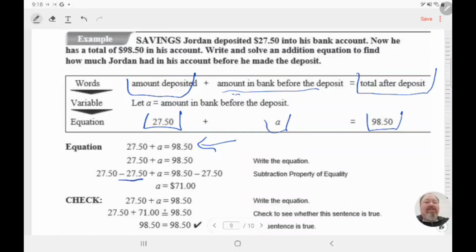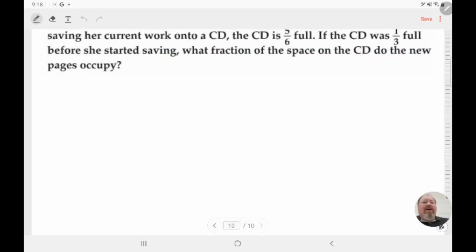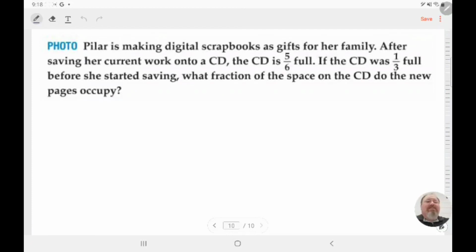So we subtract $27.50, because that's the opposite operation as a positive, from both sides, and that would give me A equals $71. So that would be my answer, but I will always want to check it. So I plug the 71 into the A, and then make sure that it matches, and it does. Okay? So you try this one and then come back and see how you did.